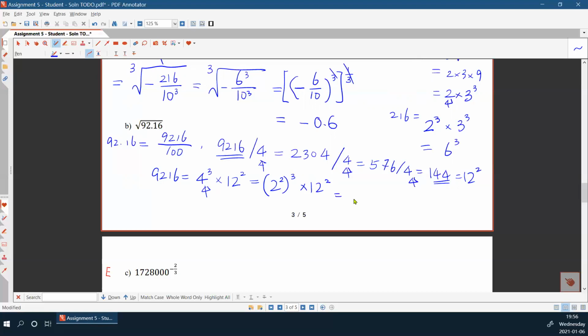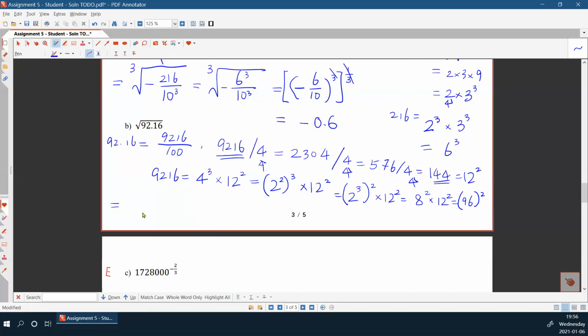We can calculate 2 to the third power and then to the second power, right? And this is actually 8 squared times 12 squared, which gives us 96 squared, right? If you are not so sure, just verify your answer. 96 times 96 should be equal to the original number here, right? So you can always verify your answer.